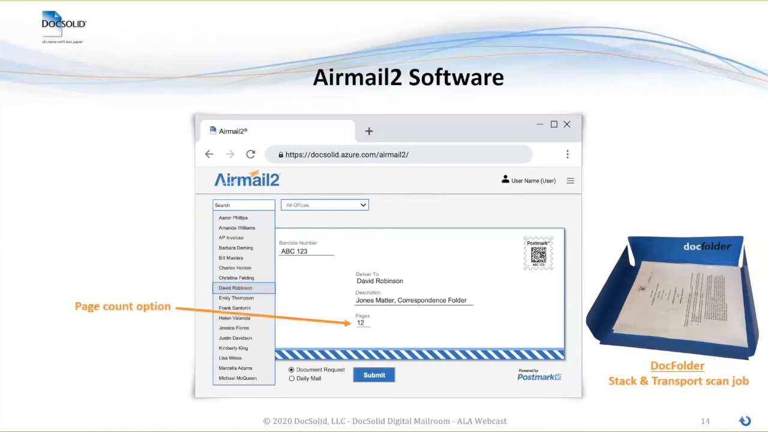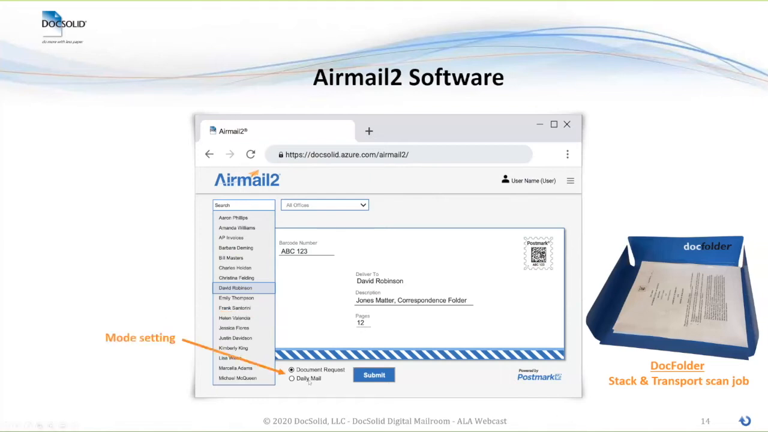There's a page count option. So if I've got a critical document and it happens to be 36 pages, I can tell Airmail2 this is 36 pages. Later on, if it gets scanned and the scanner skips a page, our software is going to catch that automatically. But this is an option.